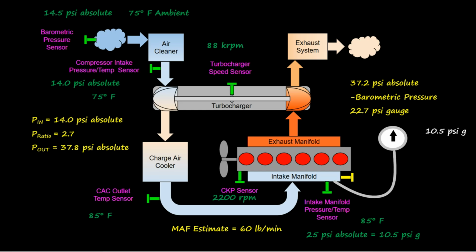So we're going to calculate the mass airflow as 60 pounds per minute, same as we did in the previous examples. And at that same turbo speed, if we say that it's still 88,000 RPM, we're going to calculate the same estimated compressor outlet pressure of 32.7 psi absolute, subtract the pressure drop across the charge air cooler and change it into gauge pressure, and we have an estimated manifold air pressure of 22.7 psi gauge.